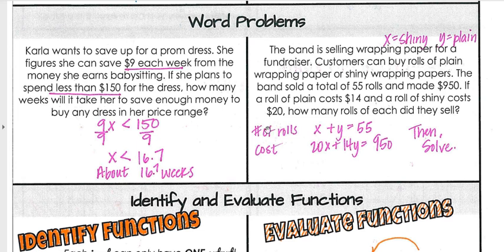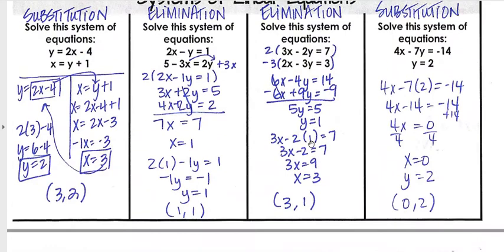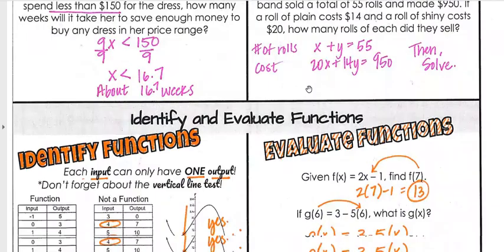Okay, so here you'd have to set up a system of equations so that you could find out how many shiny and plain you have. I know the total number of rolls was 55, so if I add shiny plus plain, that's going to equal 55 total. I also know how much they cost. It was $20 for a shiny roll and $14 for a plain roll, and they made a total of $950. Once you have your two equations set up, you can go ahead and use substitution or elimination like we did up here to find that answer.